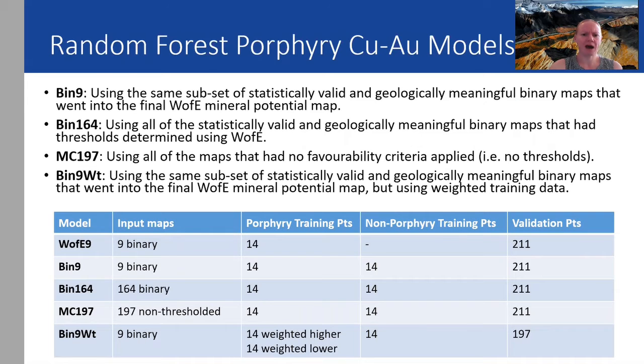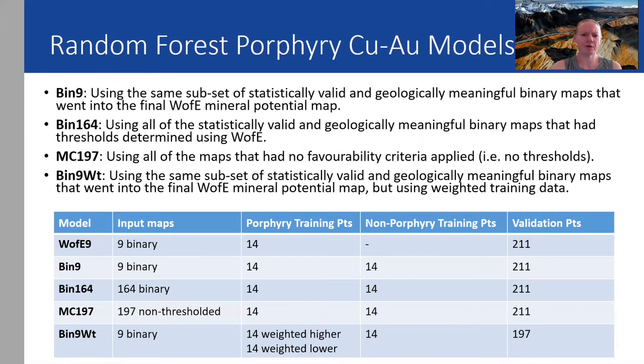So the different random forest models that were run: one was just using the same subset of 9 maps that went into the weights of evidence model. One, the 164 map model, was using all of the statistically valid and geologically meaningful binary maps that had the thresholds determined using the weights of evidence. A 197 map model, which used all of the maps that had no favourability criteria applied. So no thresholds determined, they hadn't been reclassified in any way using the weights of evidence statistics.